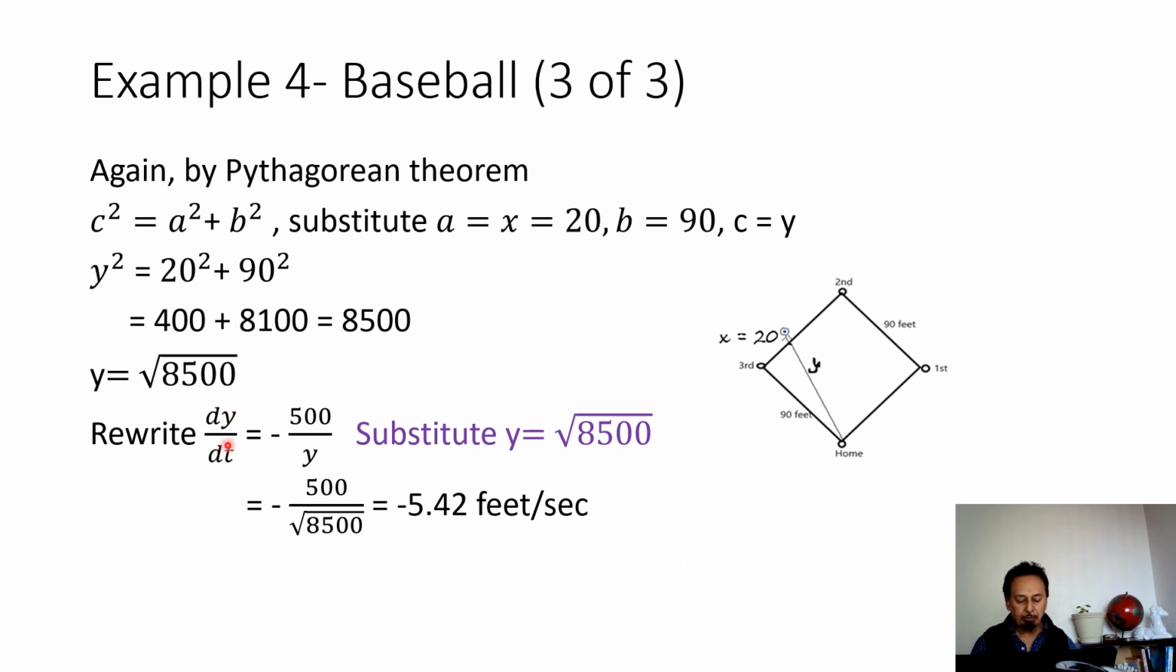Now rewrite dy over dt, which is negative 500 over y. Substitute y equals the square root of 8500. So this becomes negative 500 over the square root of 8500. Now we use the calculator, so we'll get minus 5.42 feet per second.